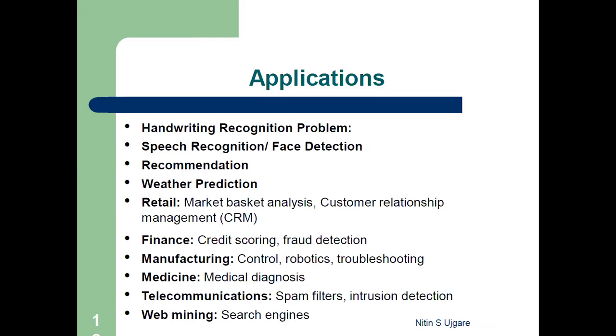Now we'll go to the applications of machine learning. Machine learning has a wide variety of applications. The first application of machine learning is the handwriting recognition problem. In this application, the input is handwriting samples with the correct output. Task T is the recognition and classification of handwritten words into correct English words. Performance P is the percentage of words which are correctly classified.